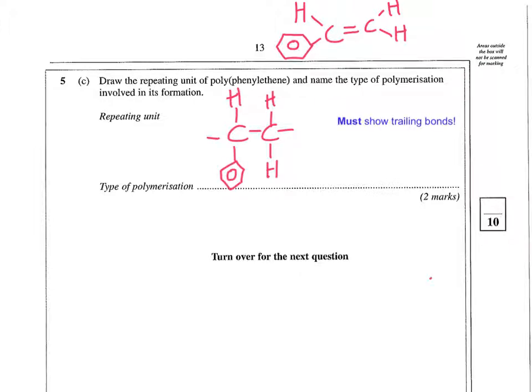So it would look something like that, wouldn't it? You'd have your single bond in the middle, not the carbon-carbon double bond anymore, and you must show the trailing bonds sticking out either side. If you don't have them, it doesn't give the same message to the examiner, and therefore you don't pick up the mark. So the type of polymerization is obviously addition.